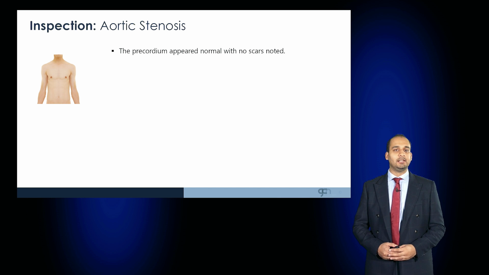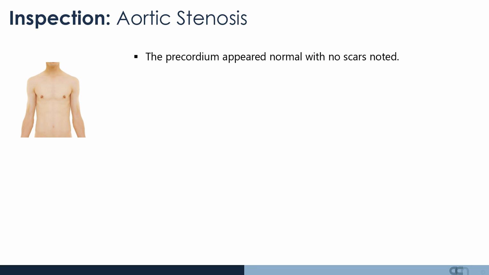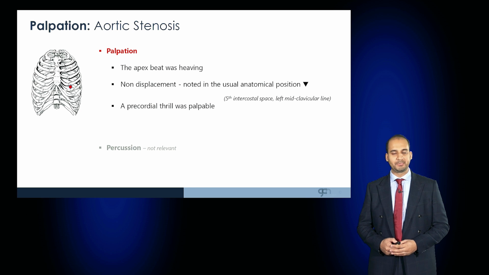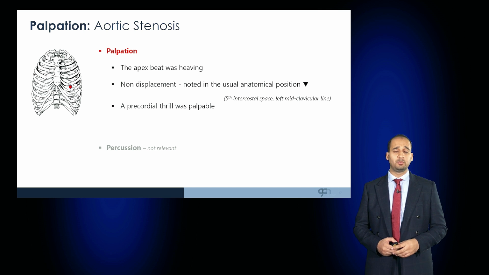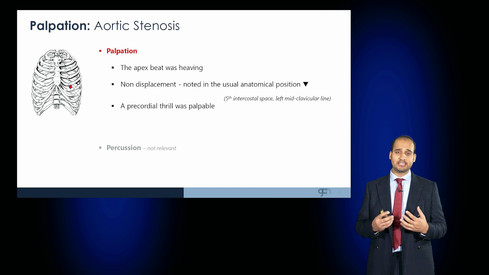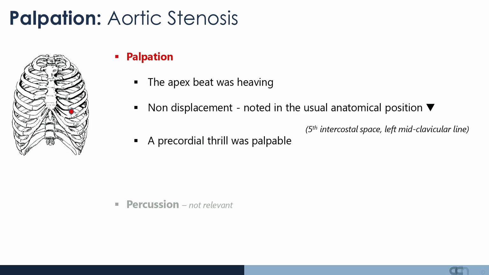On inspection in lone aortic stenosis, the precordium would appear normal with no scars. On palpation, the apex beat would be found to heave. That's as a result of increased myocardial tissue responding to the increased pressure due to aortic stenosis. The apex beat would not be expected to be displaced. It would be found in its usual anatomical position, the fifth intercostal space, left midclavicular line. And a precordial thrill, that's a palpable aberrant jet of the murmur, would be palpable.